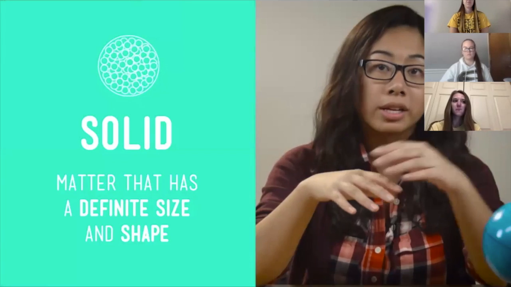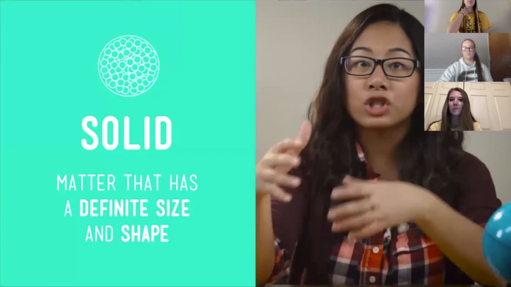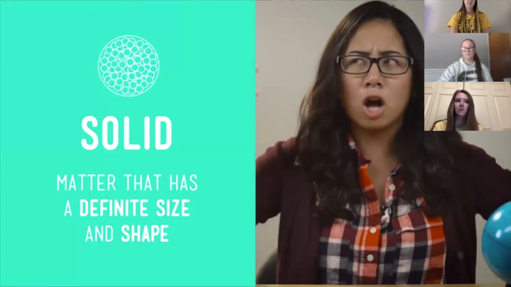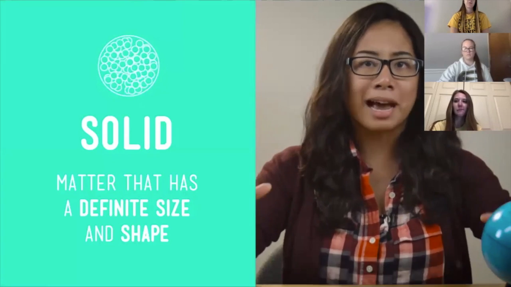Before I answer any of these questions, let's take a closer look at different states of matter. You remember what a solid is. It's matter that has a definite size and shape, like this desk that I'm sitting at, or the clothes that I'm wearing, and, well, all of me. I'm a person with a definite size and shape.